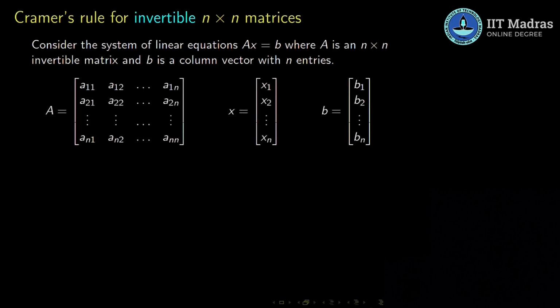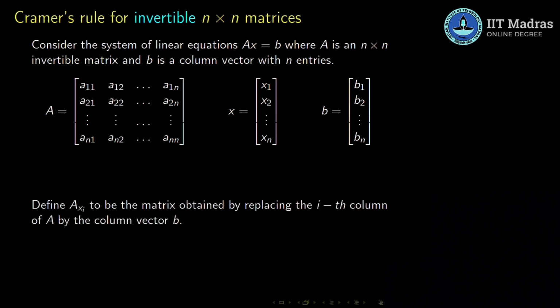So, this is the general system of equations. A is this matrix of coefficients a_ij, a11, a12, etc., and B is the column vector of constants b1, b2, up to bn. Then you define A subscript xi. This is a new n by n matrix, and we obtain it by replacing the ith column with the column vector B.